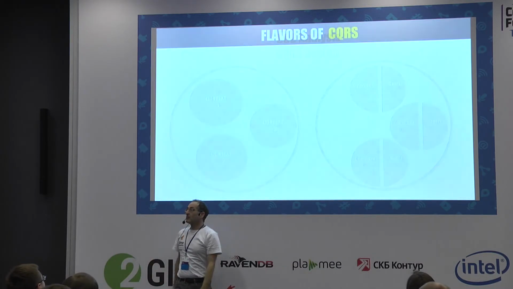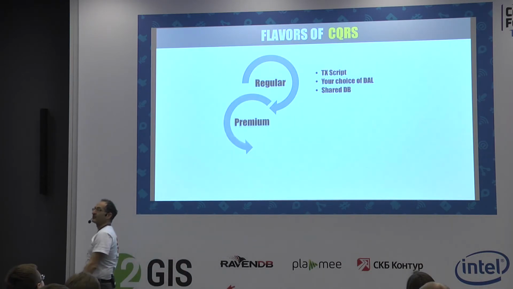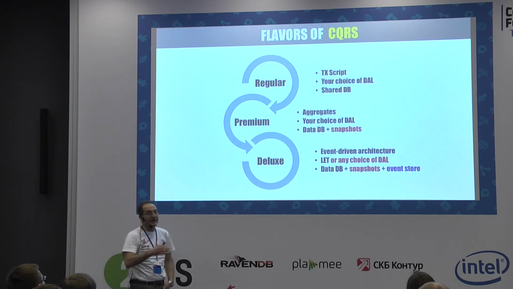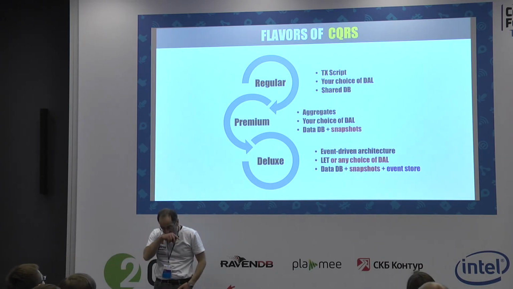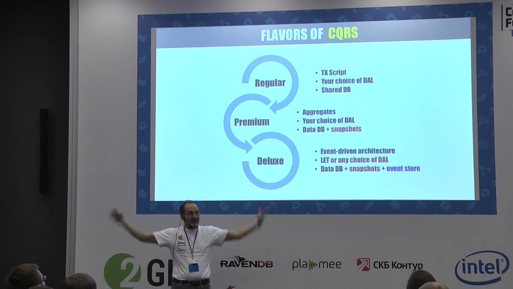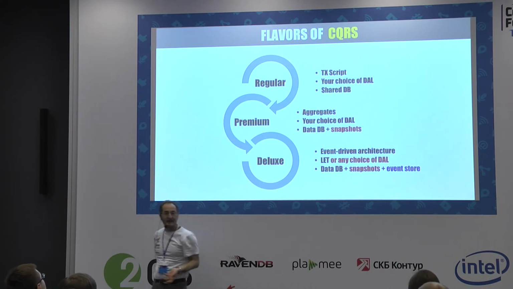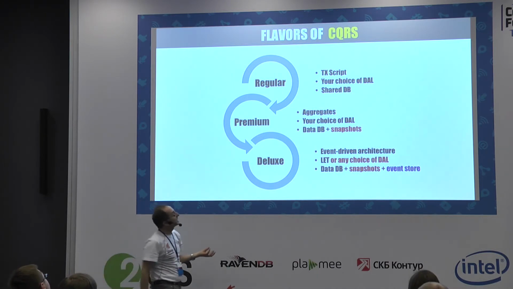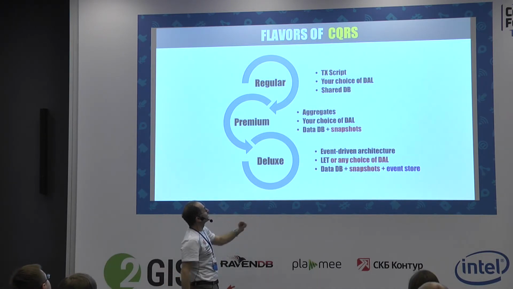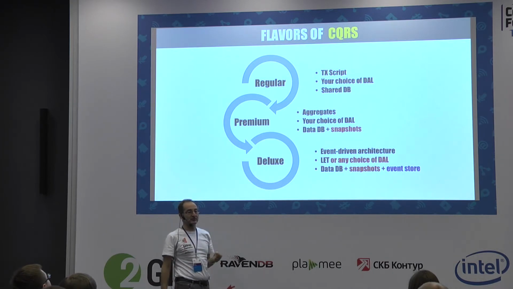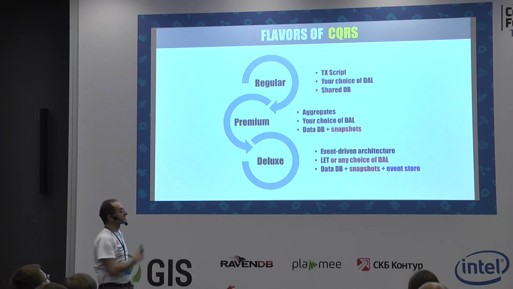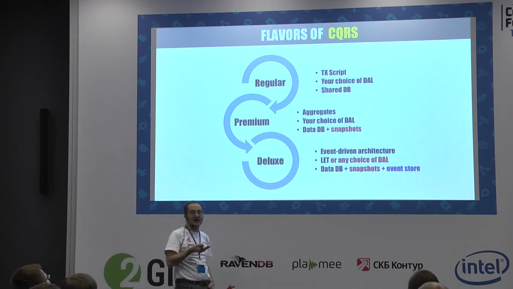There are three flavors of CQRS, because what I said so far is just abstraction, just general ideas. Concretely, there are at least three types of architectures. I call them regular, premium, and deluxe. The regular architecture is a plain, simple system in which you use something as simple as a transaction script pattern for implementing the business logic.